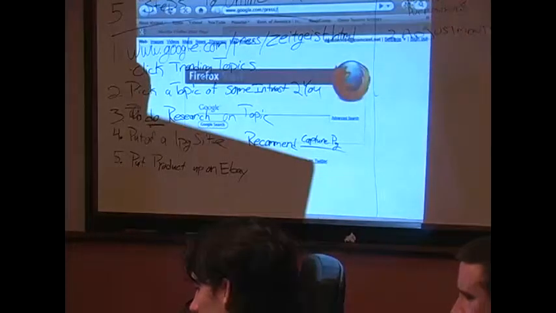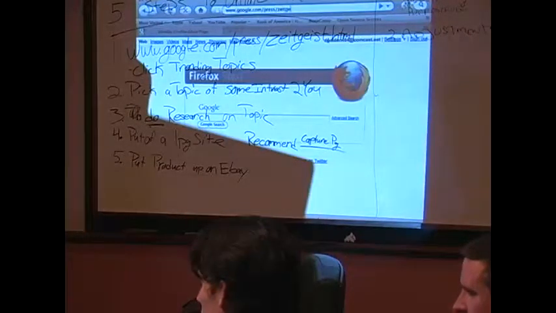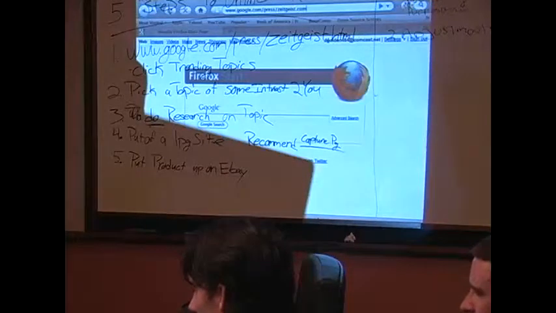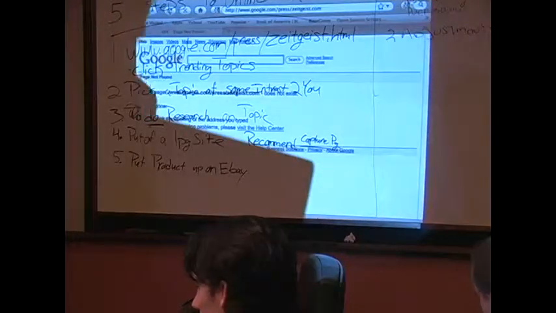Does eBay rate high on the Google search? Like your product, because if you're putting it on eBay, does it tend to come up on the first page of Google?